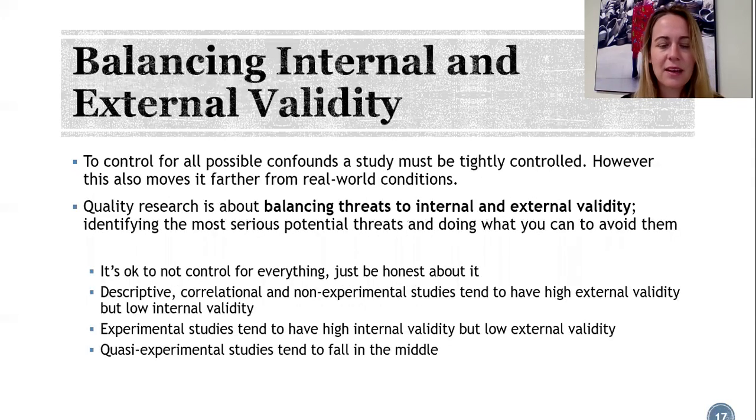So it's all about a balance between internal and external validity. To control for all possible confounds, a study must be more tightly controlled. However, being in a more tightly controlled situation also moves it further from real world situations, which could then be a threat to the external validity. Quality research is about balancing the threats to both internal and external validity, identifying the most serious potential threats, and doing what you can as a researcher to avoid them. It's okay not to control for everything, you just have to be honest about it.